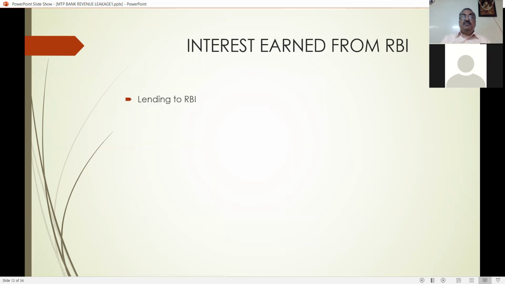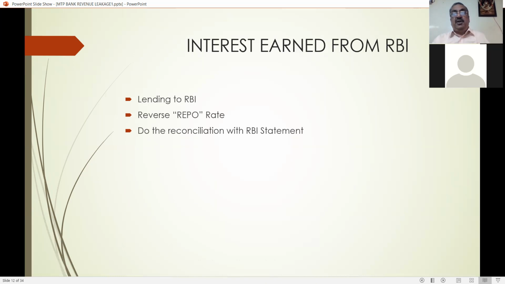Now, going to the presentation, lending to RBI. Your bank is lending the money to RBI, so RBI has to pay the interest. That is called the reverse repo rate. And do the reconciliation with the RBI statement. That means you have to call for the RBI statement and do the reconciliation.